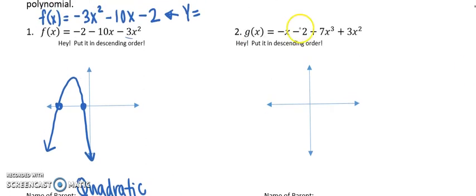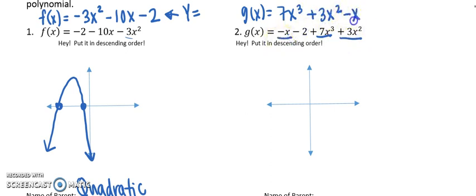It says, hey, put it in descending order. So highest exponent will go first. Highest exponent here is x cubed. So the 7x cubed will go first. Next highest would be x squared, so plus 3x squared would go next. Next one is -x, and the next one would be -2.